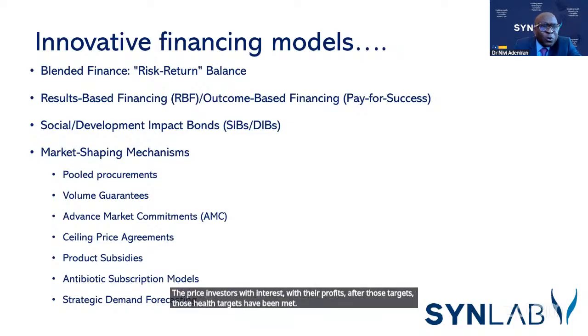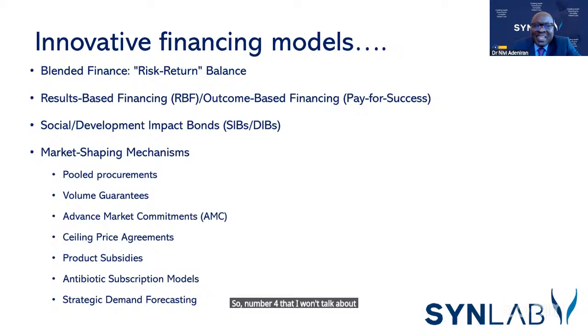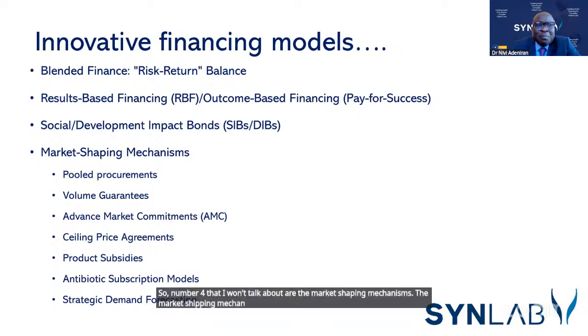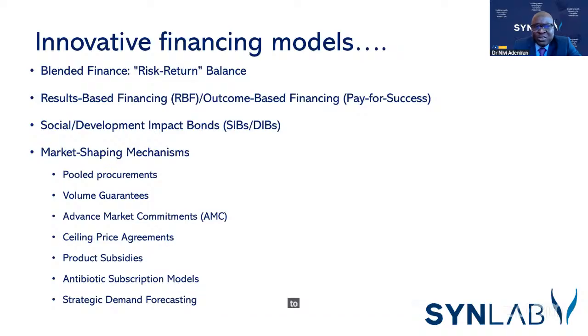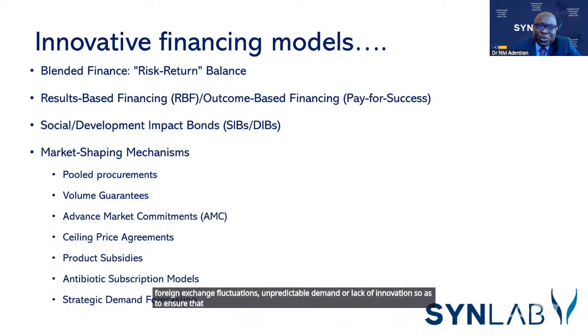So number 4 that I want to talk about are the market shaping mechanisms. Market shaping mechanisms in health involve deliberate interventions to address market failures, such as high prices, foreign exchange fluctuations, unpredictable demand, or lack of innovation, so as to ensure that life-saving products reach those in need. Now, market shaping mechanisms include the following.